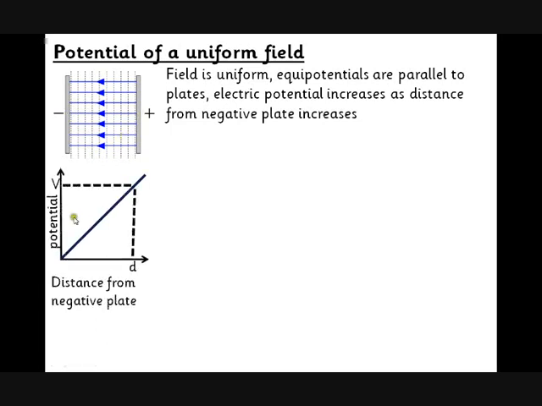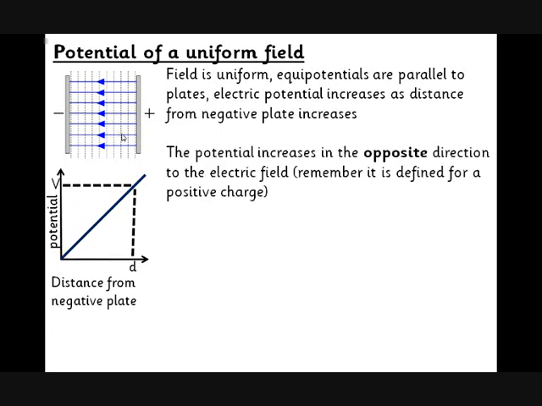If we look at a graph of that, this is distance from the negative plate, remember. So as I move across the plates in this direction, my potential increases. My gradient is constant because the equipotentials are evenly spaced, and it's increasing in this direction. Now, interestingly, potential gradient is increasing in this direction, whereas our field strength was in this direction. So the potential gradient is in the opposite direction to the field. The potential increases in the opposite direction to the electric field.